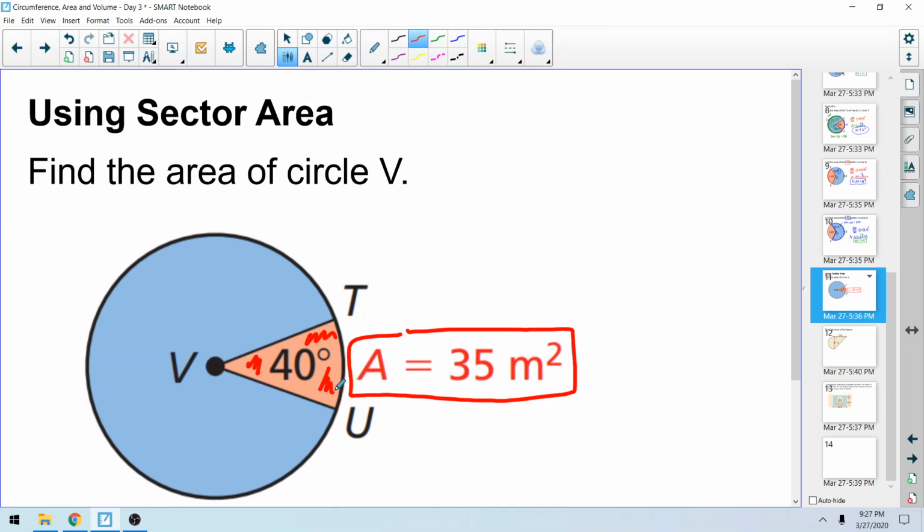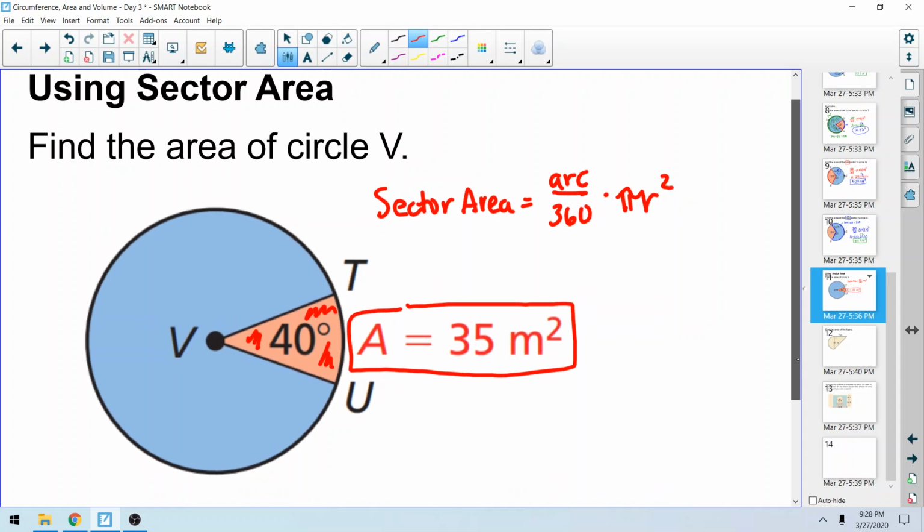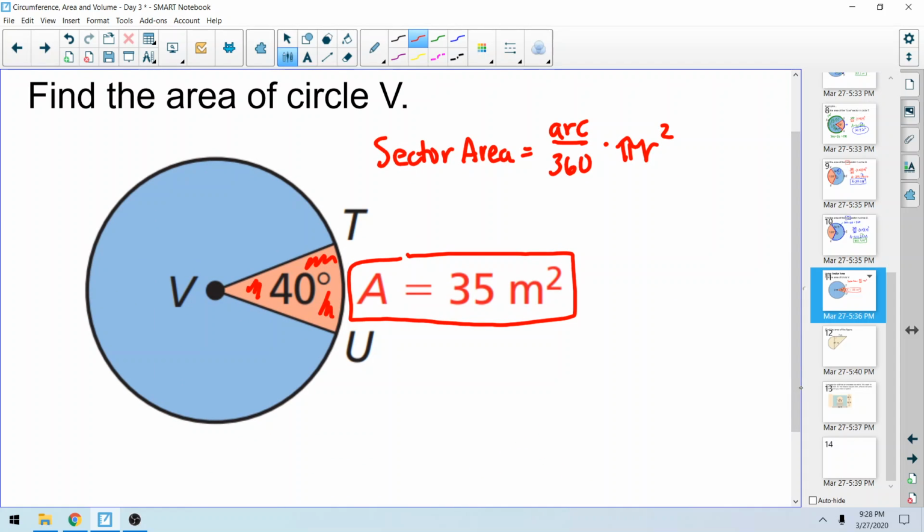the whole circle. Now I'm going to start with sector area equals the arc over 360 times pi r squared. I'm just going to start filling in what I know and see what I can figure out, because ultimately I want the total area of the circle. The sector area that I'm given is 35, so I'm going to put that right there.